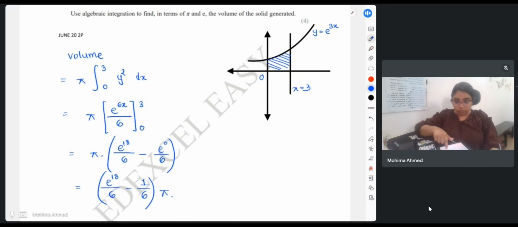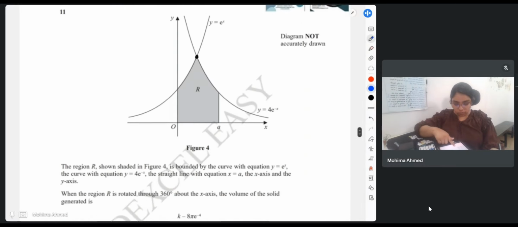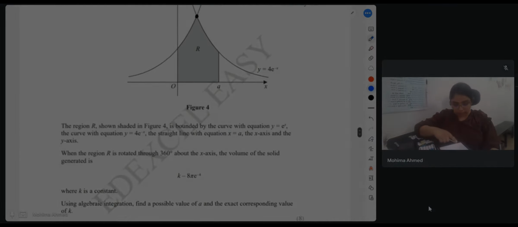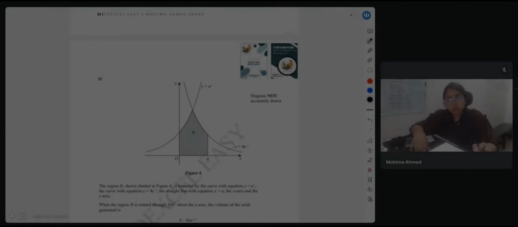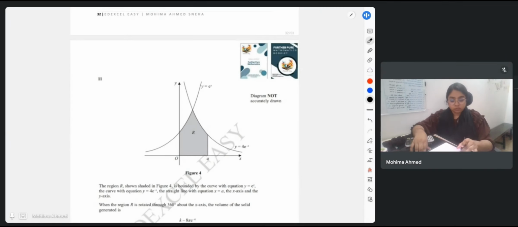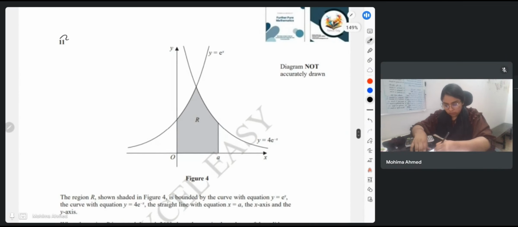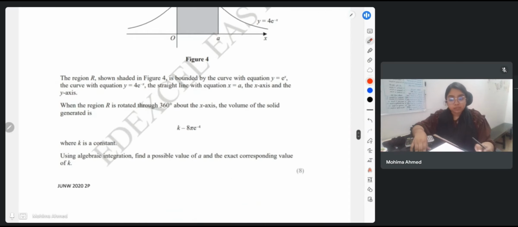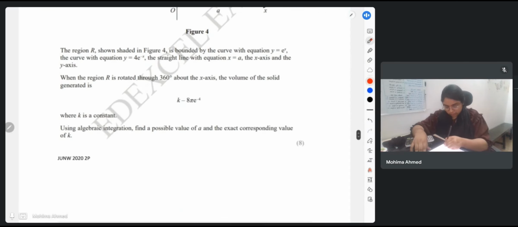Okay, then moving on to your last question for this integration worksheet. We will solve question 11, the last part of this integration worksheet from volume. Question 11 was taken from June 2000. This is actually a typing mistake. This is actually taken from June 2021 to B. Okay, this was the original question year for this question.